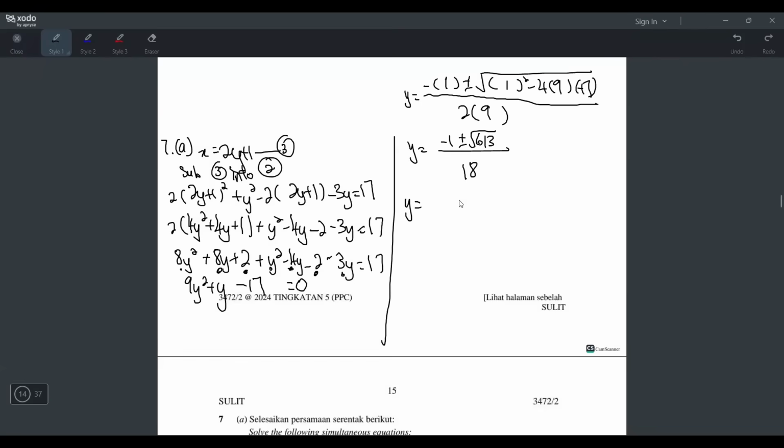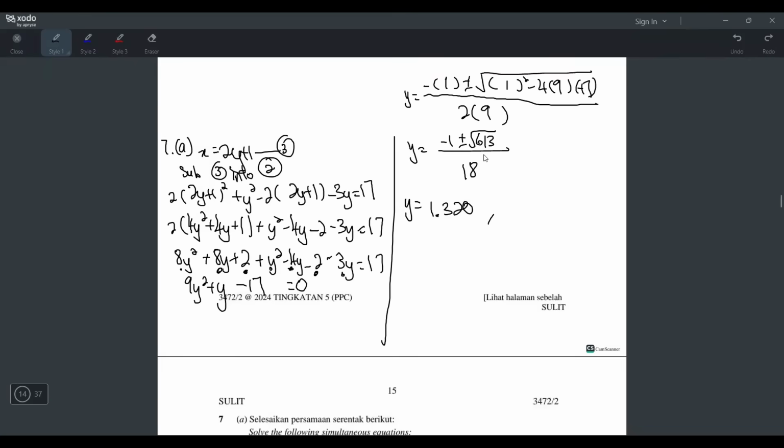So y equals, okay, the first answer I have to press plus, the second answer I have to press minus. So let's press together. Let's press negative 1 plus square root 613 equal, and then answer divide 18. Okay, I get 1.31. They say 3 decimal places, right? So 1.3199, so 1.320. Yeah, rounded off to 3 decimal places.